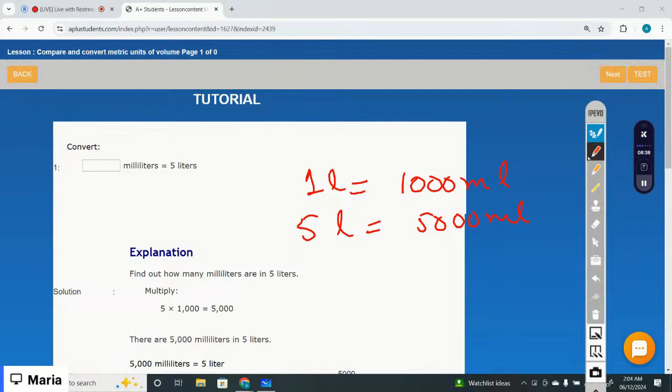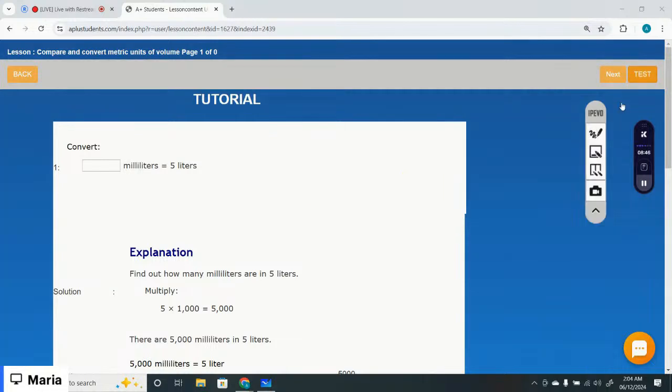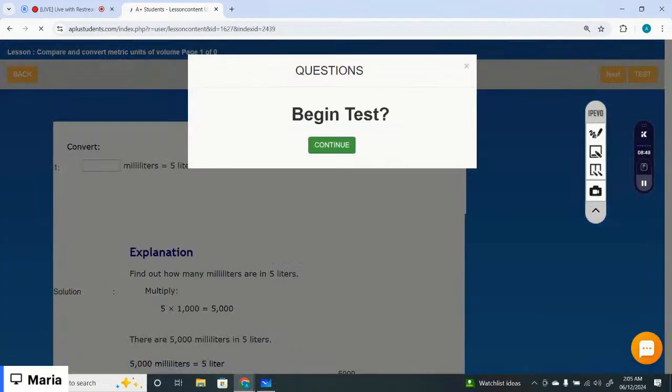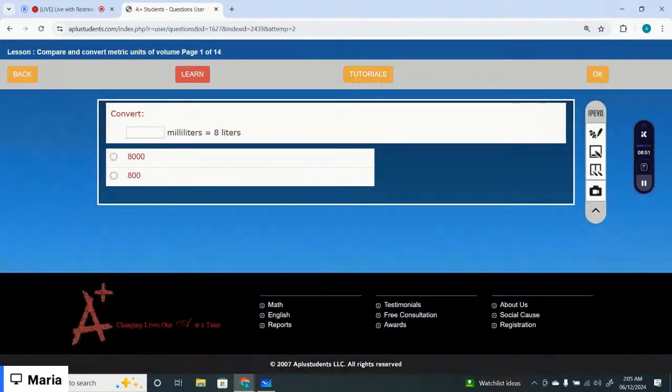Let's just start with the test questions. You can note down these basic conversion units. Okay, liter equal how many milliliters? Which is the correct option?